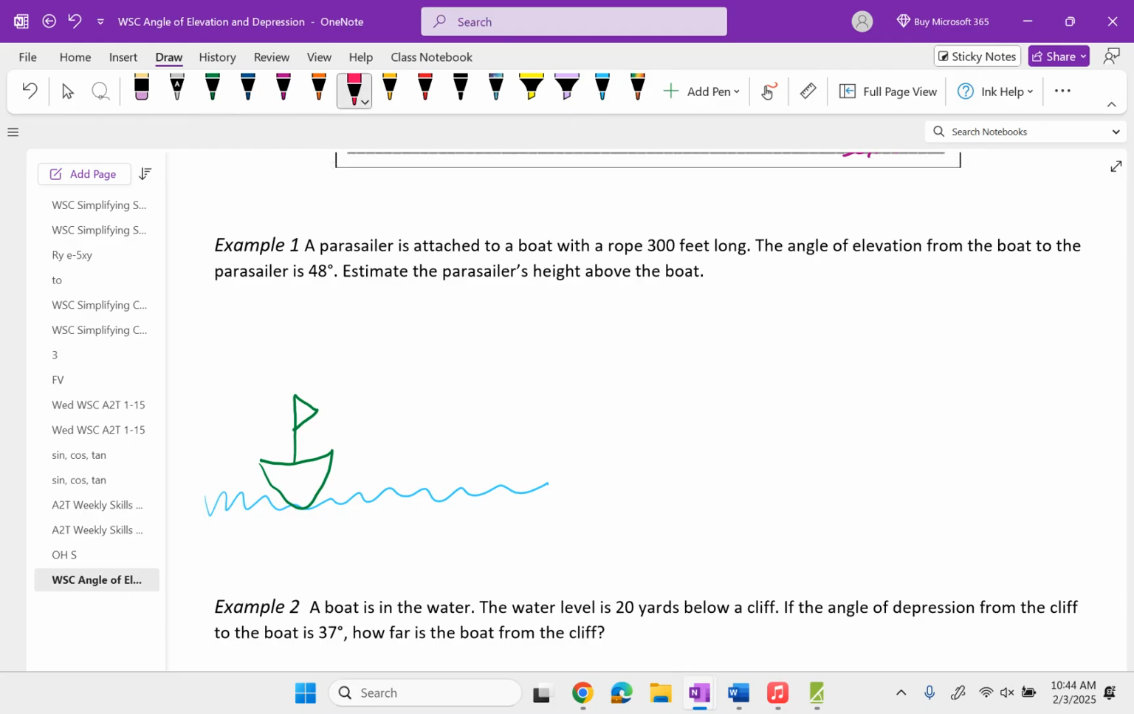So now to make the math easier, we're going to pretend that the parasailer is attached to the bottom of the boat because it just makes the math a lot easier. Okay. All right. Here's the parasailer up here. And there's his parasail thing. There we go.